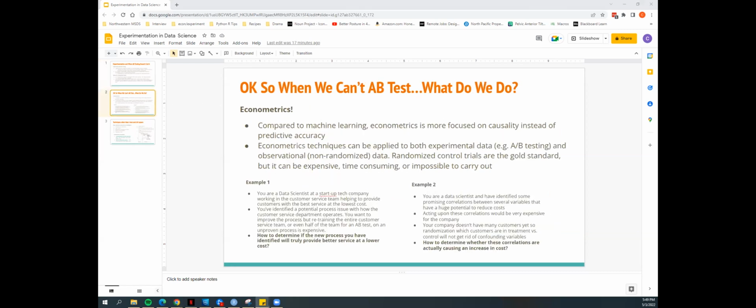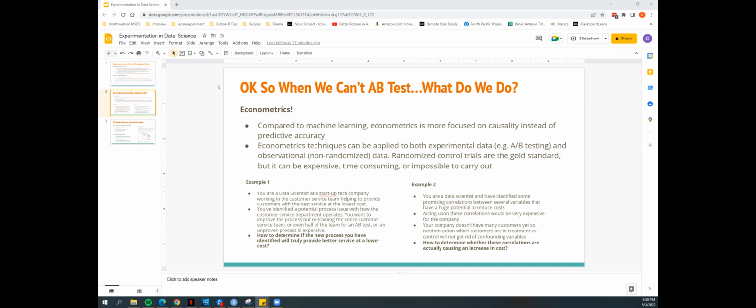So if we can't A/B test, what do we do? A/B testing is great, it's very common, it's a well understood method. But when we can't A/B test, what do we do? This is where econometrics comes in. Compared to machine learning, econometrics is much more focused on causality instead of predictive accuracy. Econometrics techniques can be applied to both experimental data, such as A/B testing, and observational non-randomized data. Of course, randomized controlled trials are the gold standard for determining causality, but it can be expensive, time-consuming, and/or impossible to do randomized controlled trials.